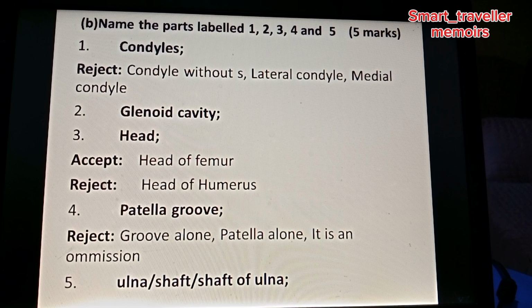4, patella groove. Reject groove alone. Patella alone. It is going to be an omission because it is patella groove. So omission means you have left one word. 5, ulna, or shaft of ulna.